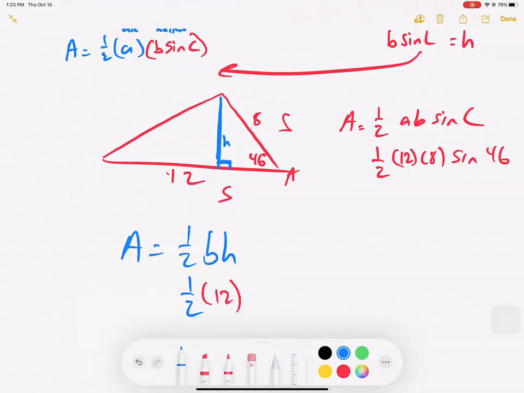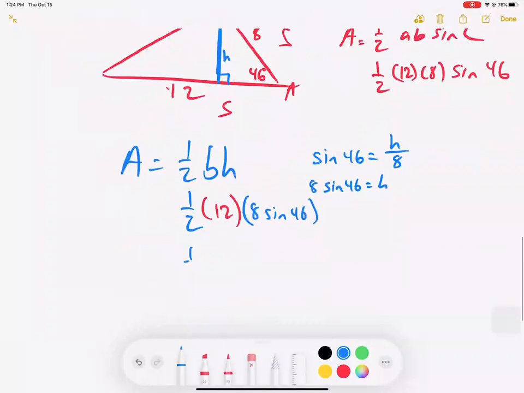Now, I want you to look at this right side only, right there. Look at this part only. Well, isn't h the opposite and 8 the hypotenuse? Sine of 46 is opposite over hypotenuse. We know what the h is now. H is some calculator answer, 8 sine of 46. And turns out this is our 1/2 ab sine C formula.